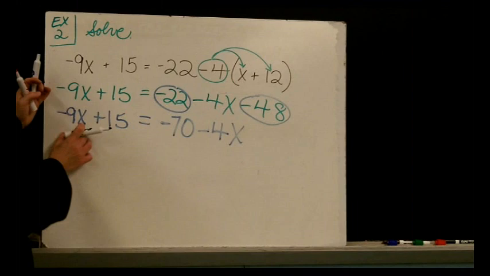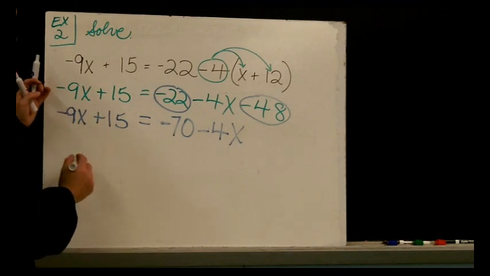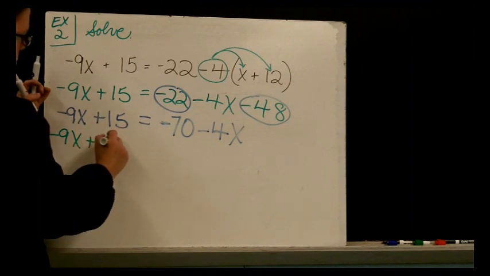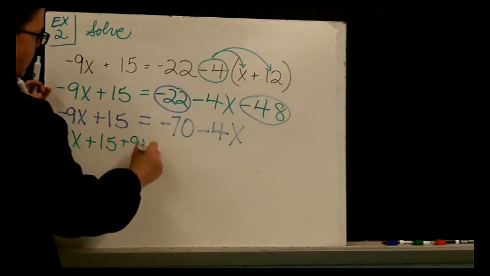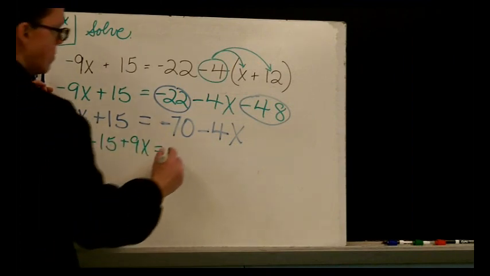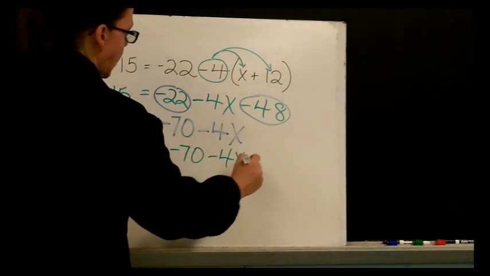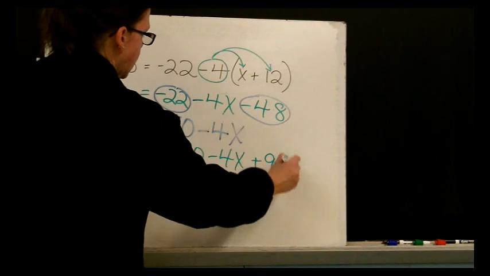So, for this problem, we're going to take this negative 9x and we want to zero it out. The opposite of a negative 9x is to have a positive 9x. So I'm going to put a positive 9x on both sides. Here we have negative 70, negative 4x, and our positive 9x.